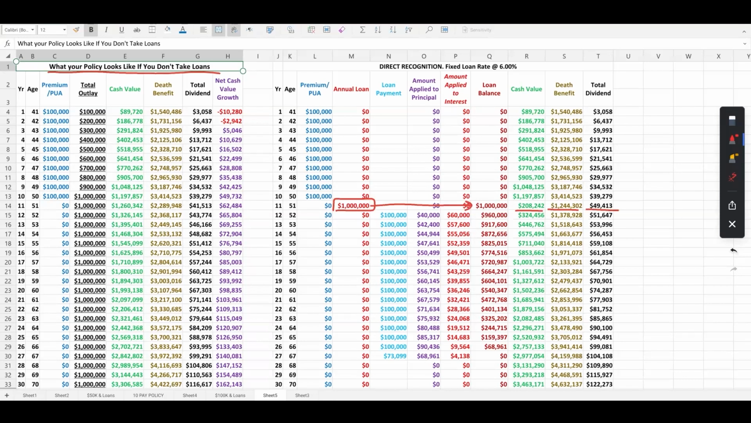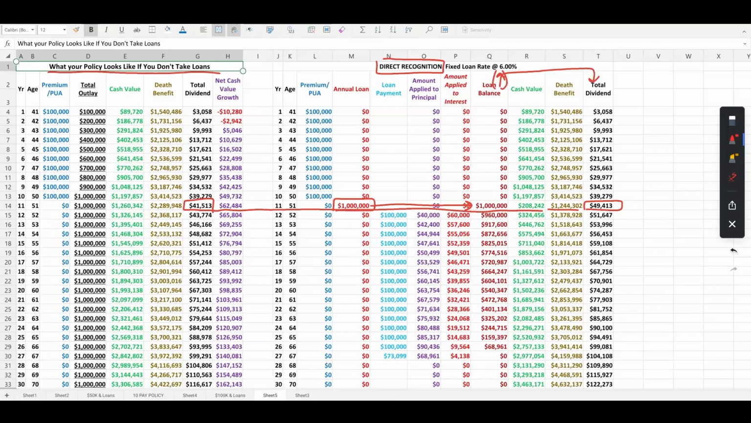There's your dividend, $49,000 and change. What's it over here? $41,000 and change. It's higher. So with this particular company, their direct recognition treatment actually results in a higher dividend rate on loaned dollars.